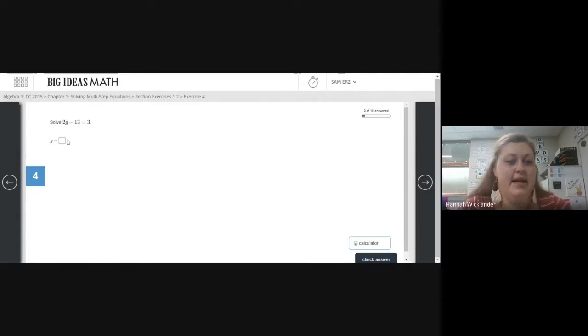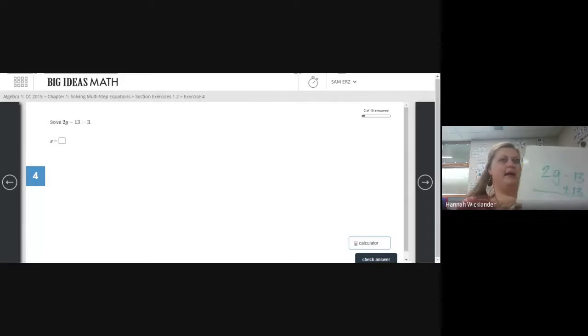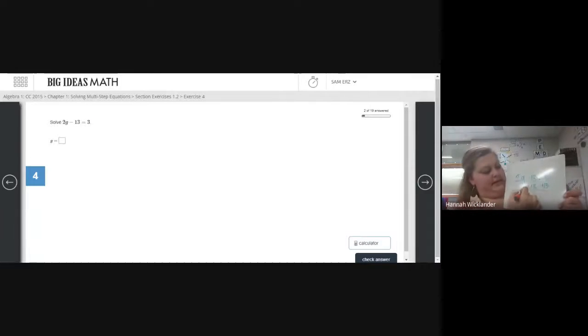Okay, Javi's saying 8. Does anyone else disagree or agree? 8 is correct. So we're going to add 13, or we're going to have 2g minus 13 equals 3. I'm going to add 13 to both sides. And then I'm left with 2g equals 16. And then it's just a one-step equation, divide by 2 to get g by itself.